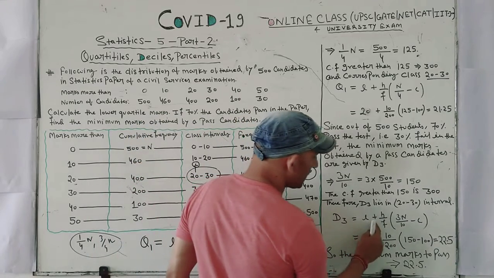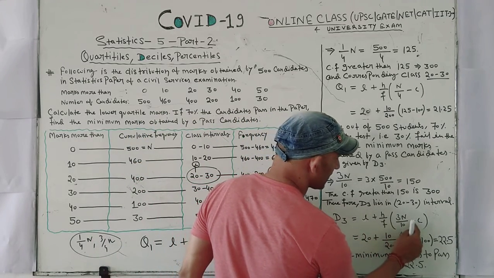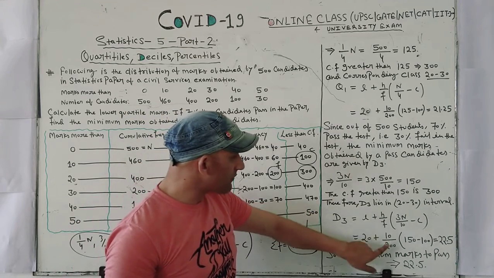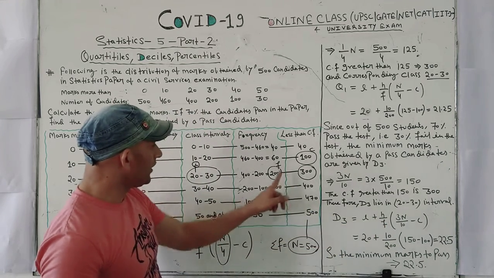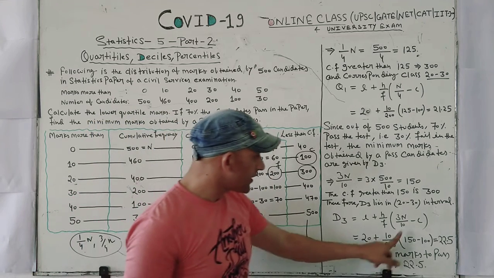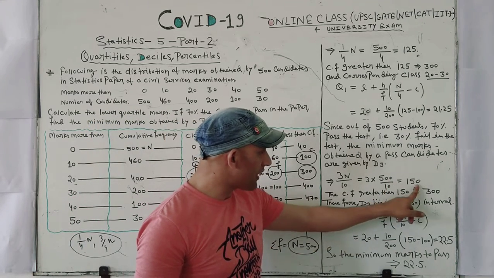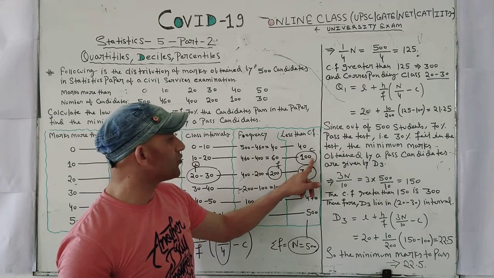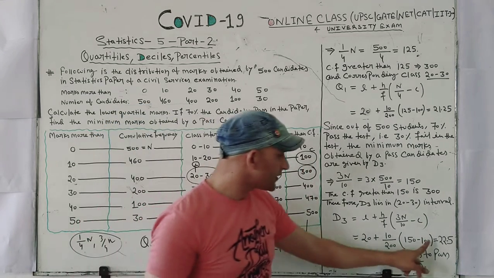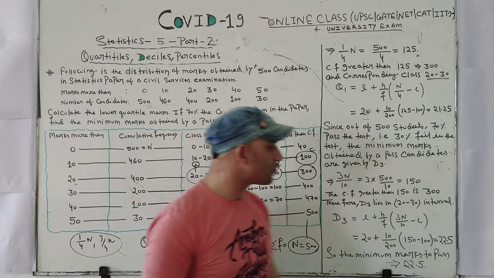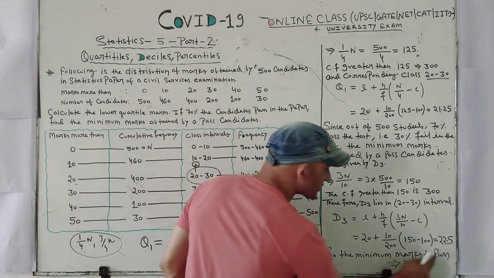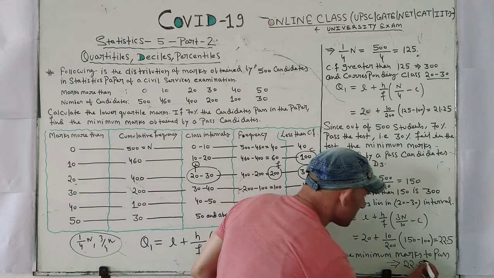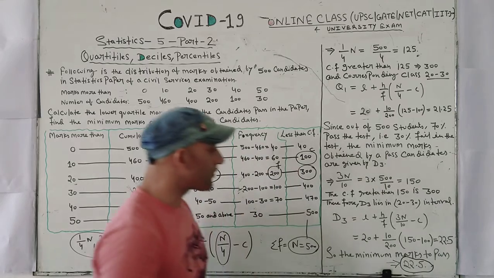So D3 is equal to L plus H upon F, 3n upon 10 minus C. So your least value is 20 and your interval is 10. Your frequency for this is 200, into 3n upon 10. Already we have done, this is 150, minus C, the least cumulative frequency just above, that is 100. If you calculate that you will get 22.5. So the minimum marks to pass is 22.5.